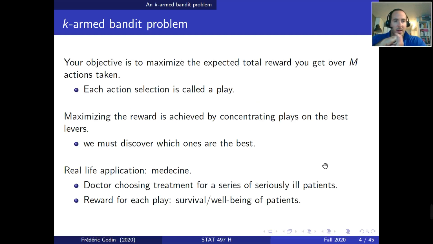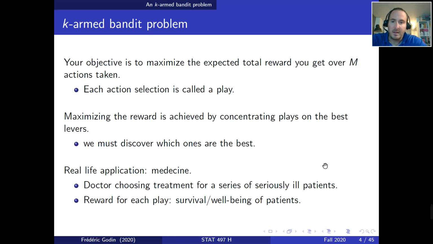In the K-arm bandit problem, we assume that the objective is to maximize the expected total reward you get over capital M actions taken. We assume that there are capital M time steps, and on each of these time steps, you pull a lever once and receive a reward associated with the lever you pull. Every time you take an action, such action selection is called a play. So in this model, there are capital M plays, and you have to pull levers capital M times.